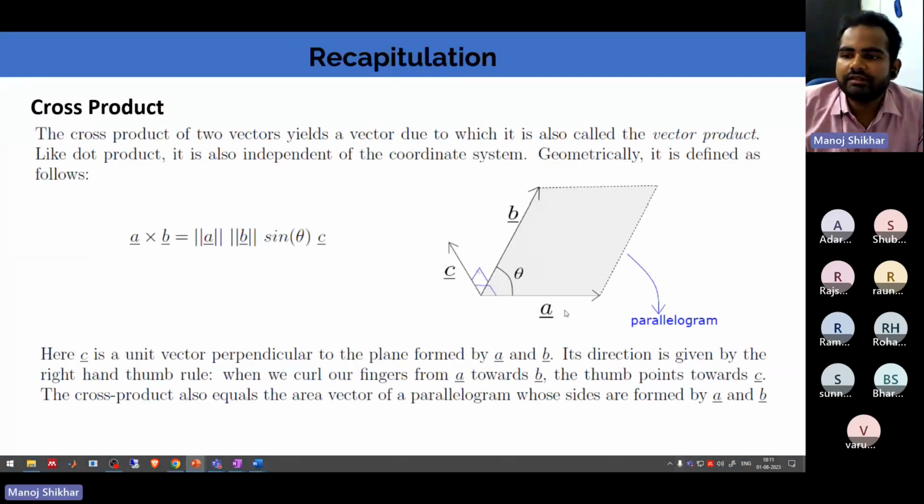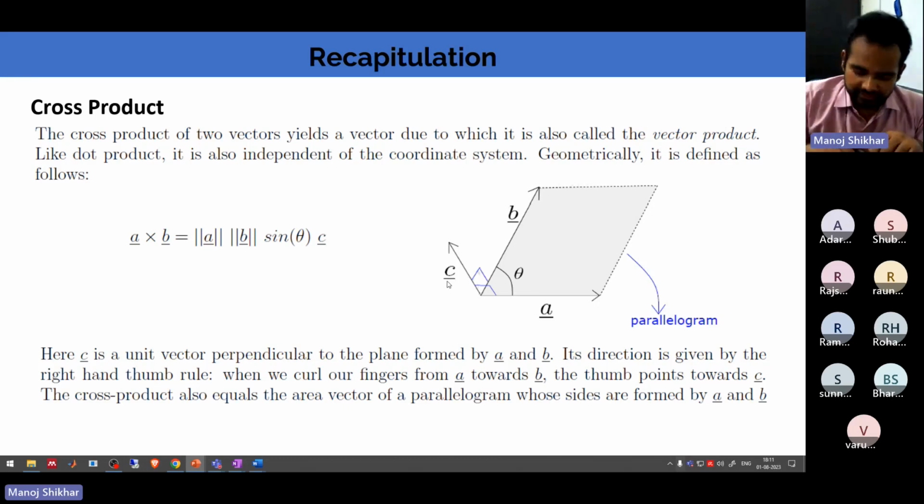So when we do the cross product of two vectors, we actually get a third vector. The magnitude of the third vector will be norm of a into norm of b into sine theta, and the direction is this unit vector c here. So if I represent a cross b by some vector capital C, this is how we can write it, and small c will be a unit vector in the direction of capital C.